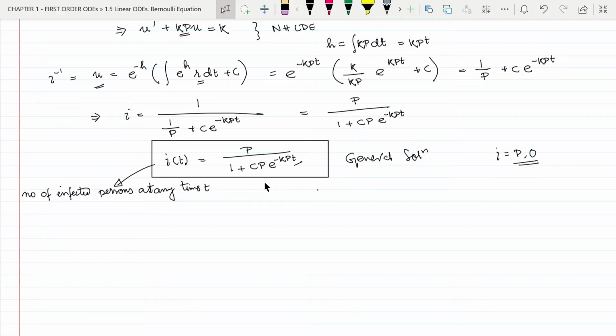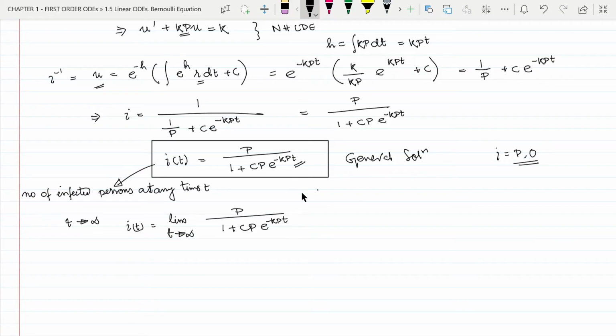So if we put any value of t in here, then this I of t we get will be the number of infected persons at that time t. So the question is asking us to put t tends to infinity to see how many persons are infected at t tends to infinity. So if t tends to infinity, then we can write this as I equal to limit t tends to infinity P divided by 1 plus cP e to the power minus kPt.